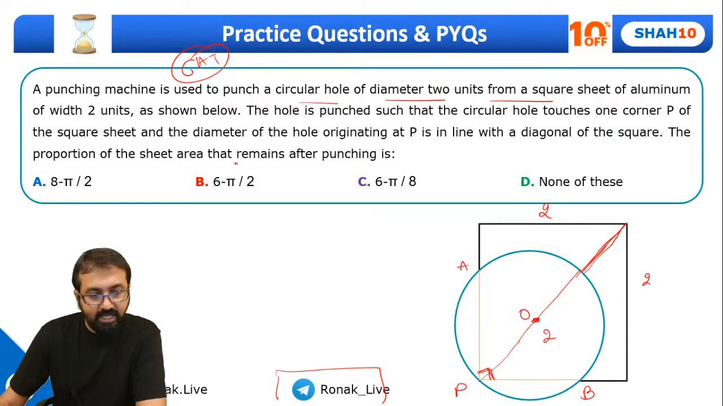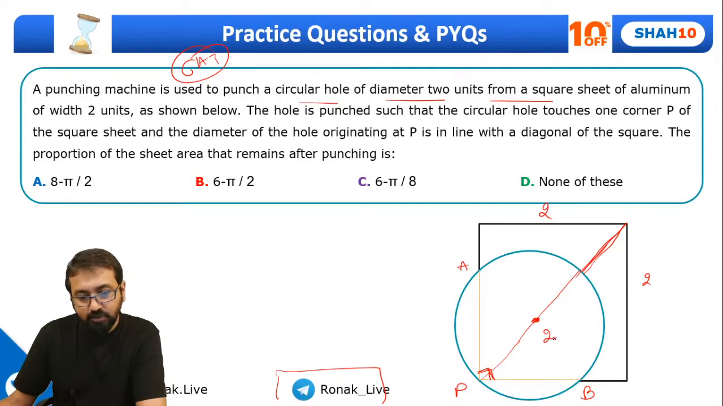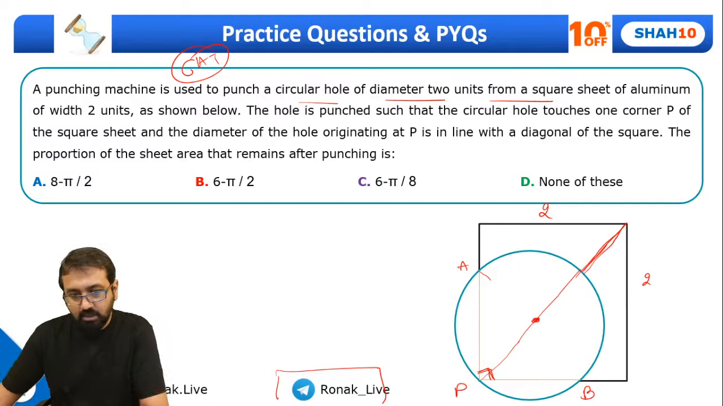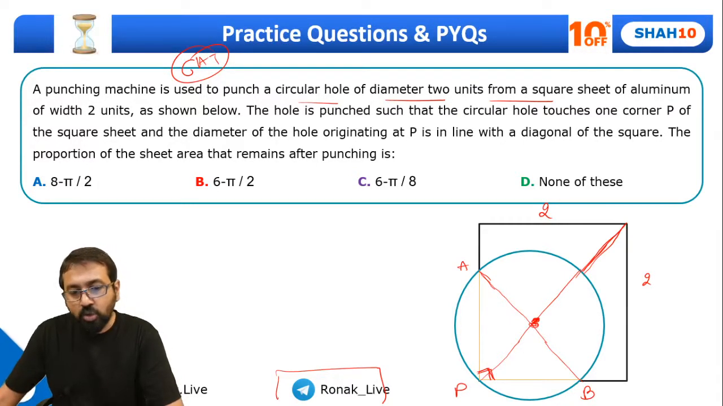So the proportion of the sheet area that remains after punching. What I need to do is find out this area, which is cut out from that square sheet. Now guys, if you observe, if I connect this point A and B, it will also be a diameter. How can I say this will be a diameter? The simple reason is only a diameter makes an angle of 90 degrees at the circumference, at any point on the circumference. So that's how I realized that this is also a diameter.